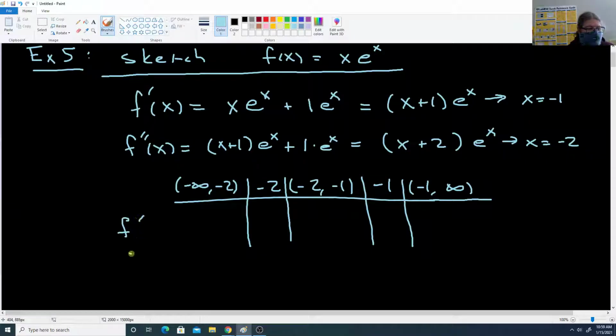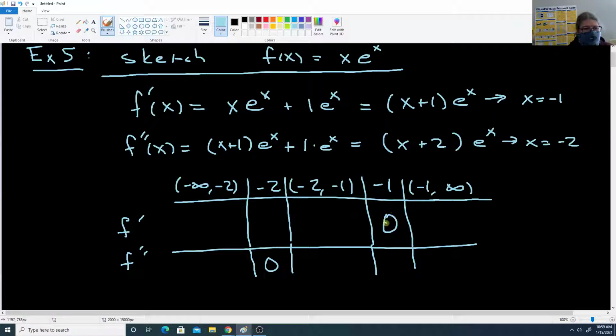So we're going to look at f prime and f double prime. At negative 2, f double prime was 0, and at negative 1, f prime was 0. So let's figure out what's going on with f prime. Let's take an easy to work with number smaller than negative 1, so we'll say negative 2. Negative 2 plus 1 is negative, and then e to the negative 2 is positive. So we're negative for all the region to the left of that 0.